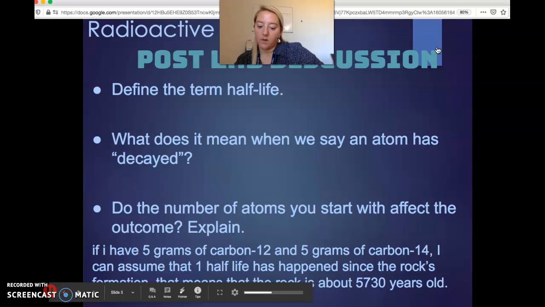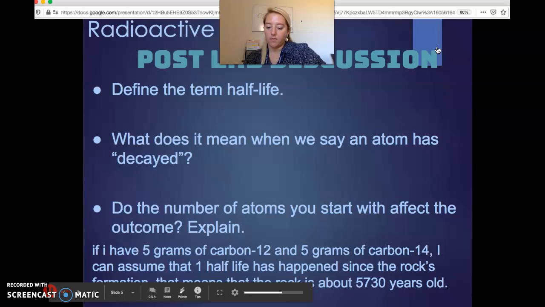So if I have 5 grams of carbon-12 and 5 grams of carbon-14, I can assume that one half-life has happened since the rock's formation, meaning that the rock is about 5,730 years old, because that's the half-life of carbon. So carbon-14 is my unstable isotope. It wants to get to carbon-12, which is stable, so it will break down. About half of it will break down in 5,700 years.